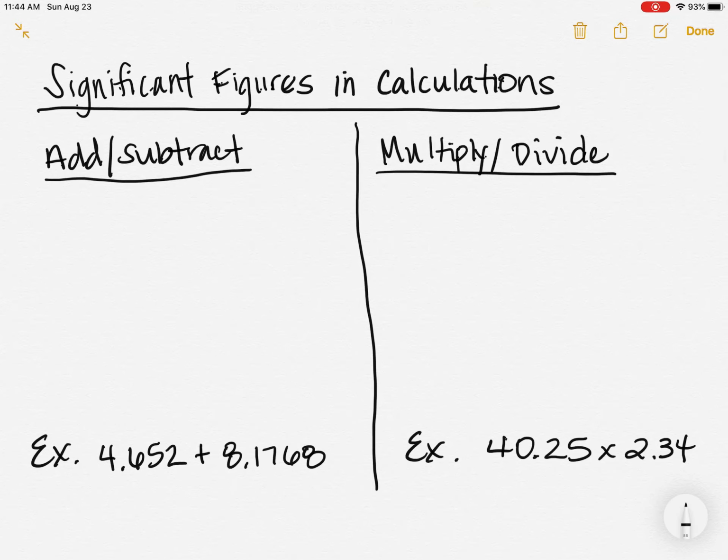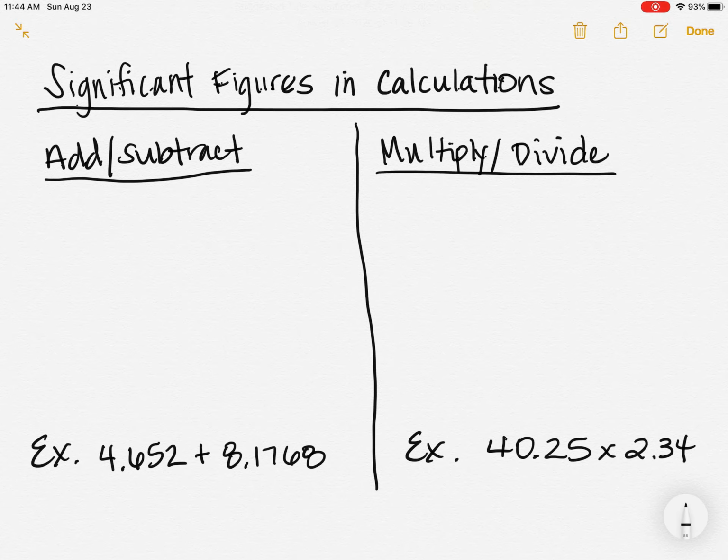This video is on significant figures in calculations and how we round numbers appropriately when we're either adding and subtracting or when we're multiplying and dividing. So first we're going to talk about how we deal with significant figures when we are performing either addition or subtraction, okay? And so the rule, and this is a hard rule to put into words, so I'm going to do my best and then I will show you an example.